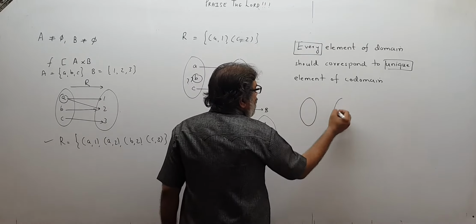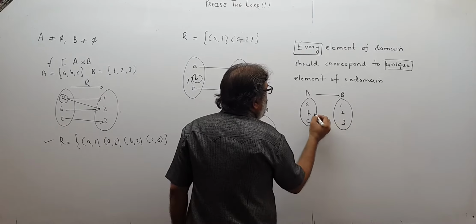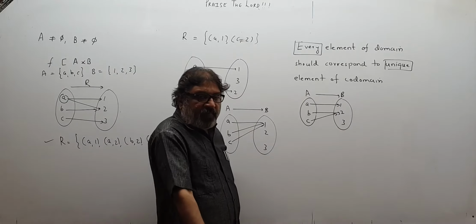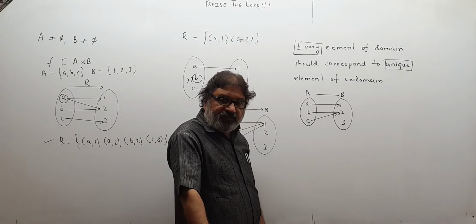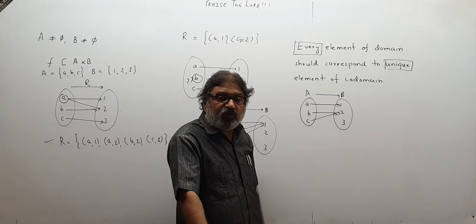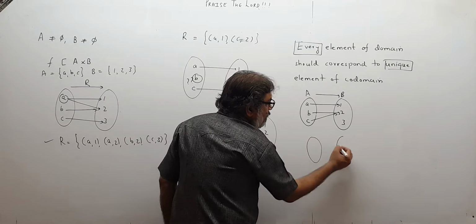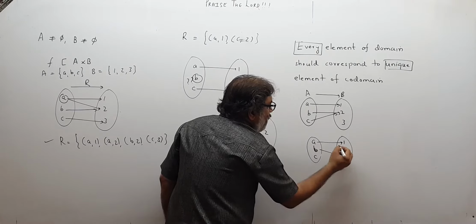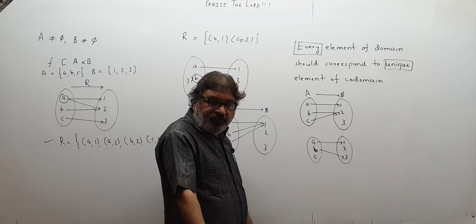Now tell me whether this will be a function or not. A to B, A, B, C, 1, 2, 3. B corresponds to 2, C corresponds to 2, A corresponds to 1. Is it a function? Yes. An arrow is coming out from every element, and only one arrow is coming out from every element. From every element an arrow should come out, and from every element only one arrow should come out. That is happening, so this is a function. Is this a function? A, B, C, 1, 2, 3. No, because an arrow is not coming out from C. Therefore, this is not a function.